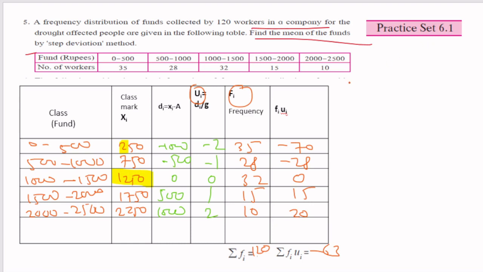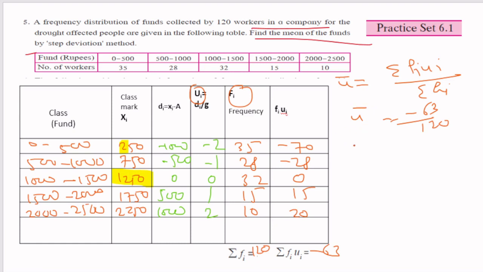So what next? You need to calculate U bar. How to calculate U bar? This is summation of fi ui divided by summation of fi. So minus 63 divided by 120. If you want, you can calculate here, or you can do it later in the final steps. I will do it in the final step.